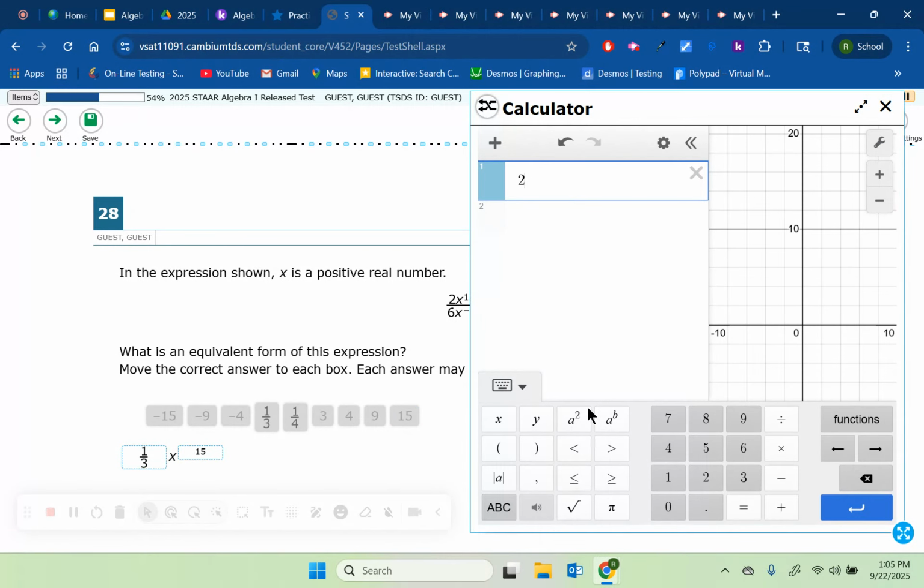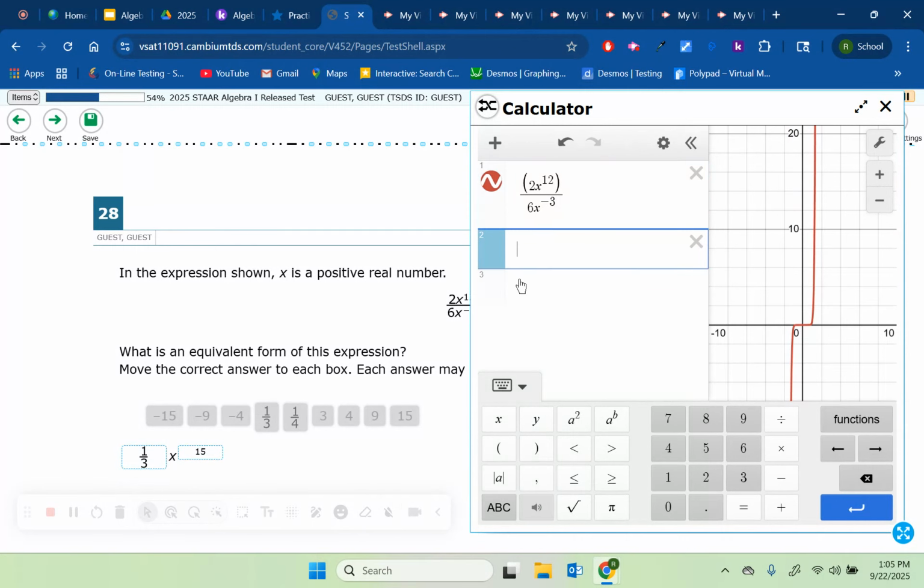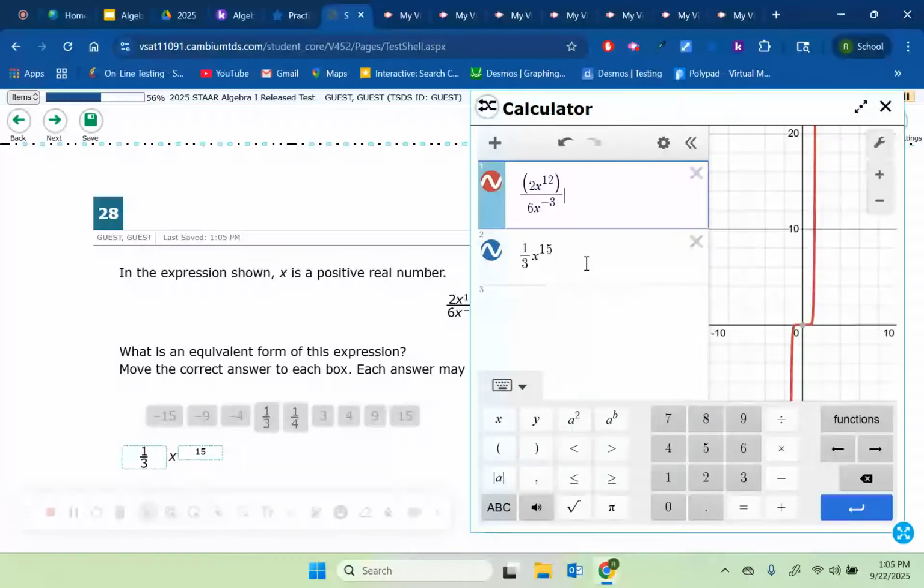So 2x to the 12th power, all of that. I guess I could put the whole thing in parentheses, and divide it, and put here 6x to the negative 3. And I'm getting this really cool little function going on here, right? And then I can put my answer: 1 divided by 3, right arrow, x, and then raise that guy to the 15. I'm getting the exact same equation. See that? How there's the exact same graph?